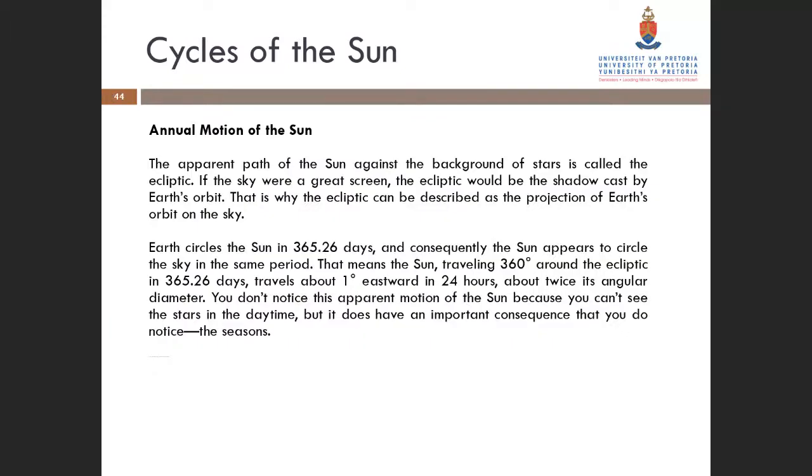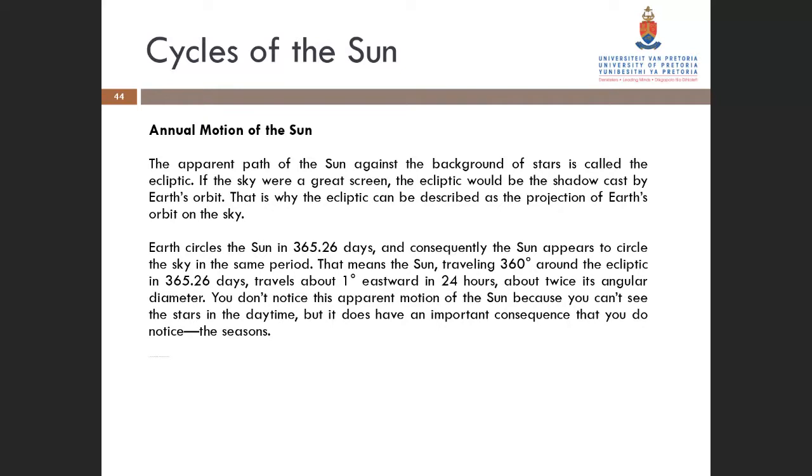The apparent path of the sun against the background of stars is called the ecliptic. If the sky were a great screen, the ecliptic would be the shadow cast by Earth's orbit. That is why the ecliptic can be described as the projection of Earth's orbit on the sky.